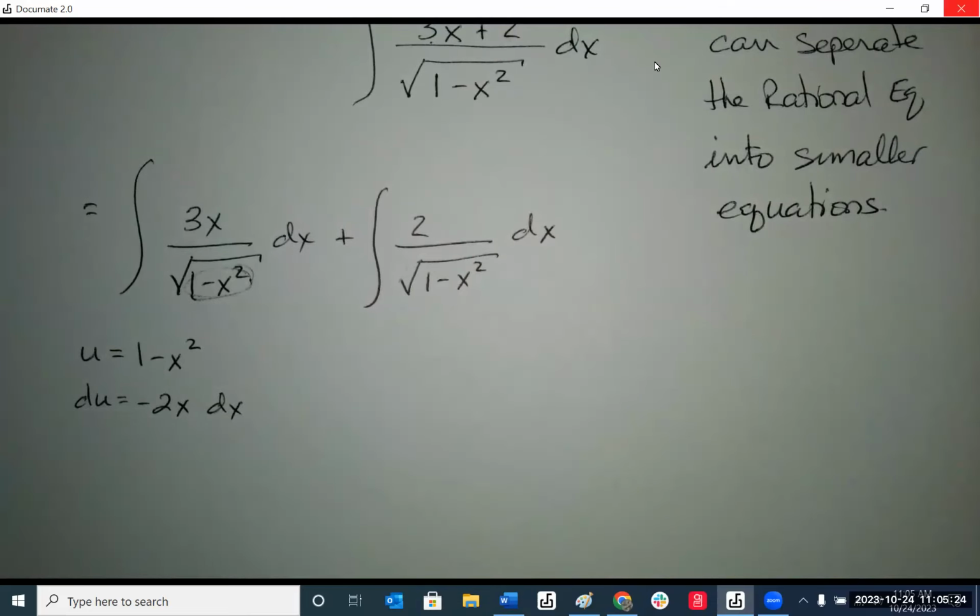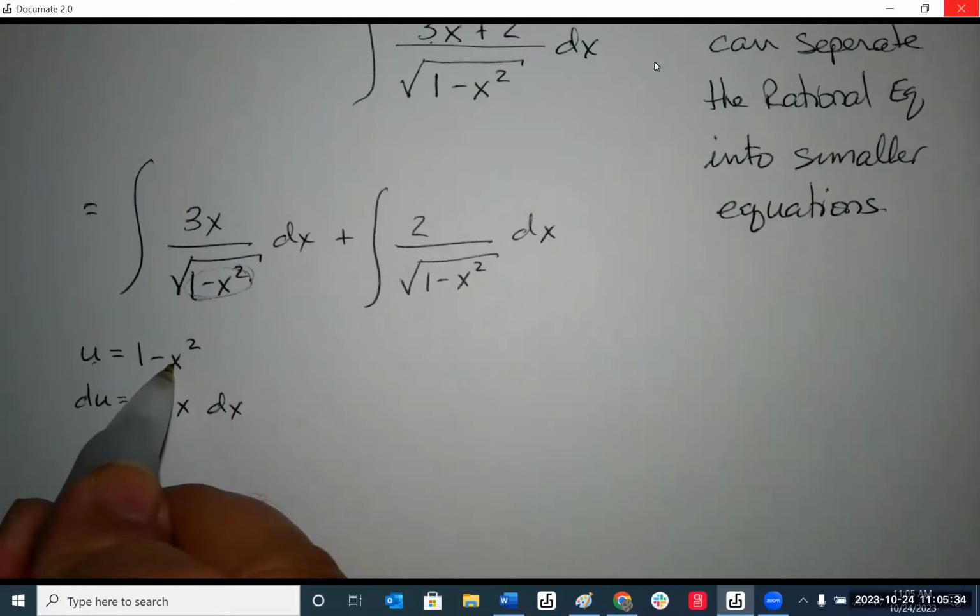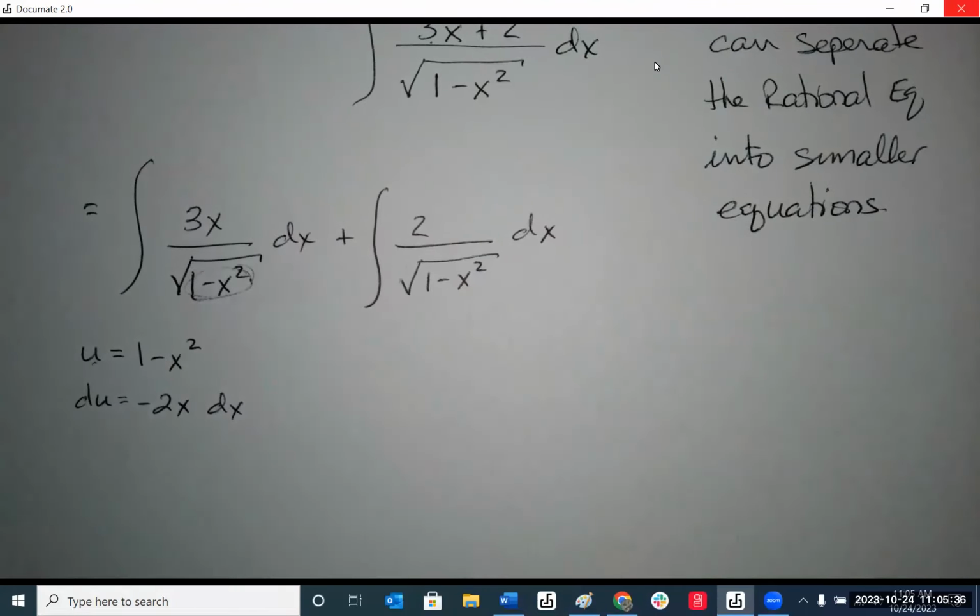Dx. Why did I put a dx behind it? Well, because u is a function of x. When we take the derivative of x, what is that called? Implicit differentiation. I'm taking the derivative of a function with respect to x.